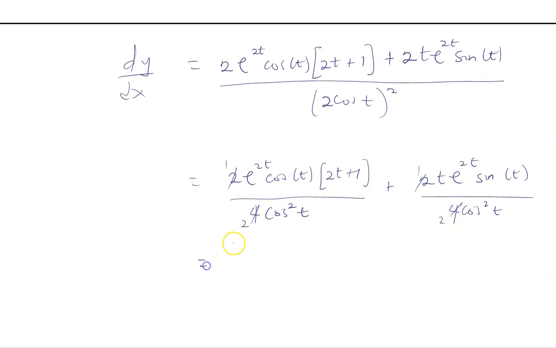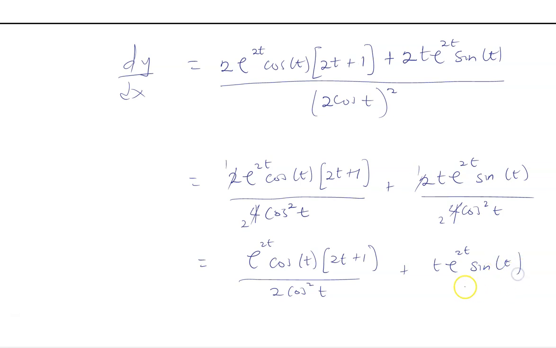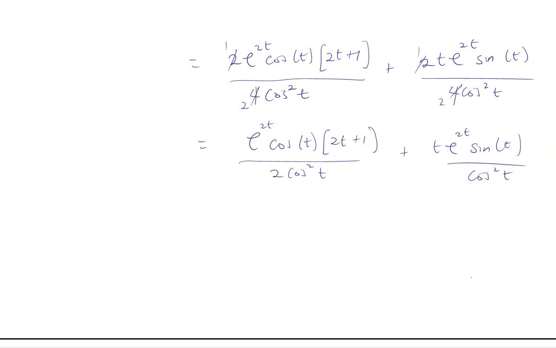So we can say that is equivalent to what? e^2t cos t, or into bracket 2t plus 1 for the first term, and that gives us 2 cos square t, right, plus t e^2t sine t, all divided by cos square t. You can choose to end here, but if you should simplify, you can simplify and simplify. Because I'm still seeing some simplification here.